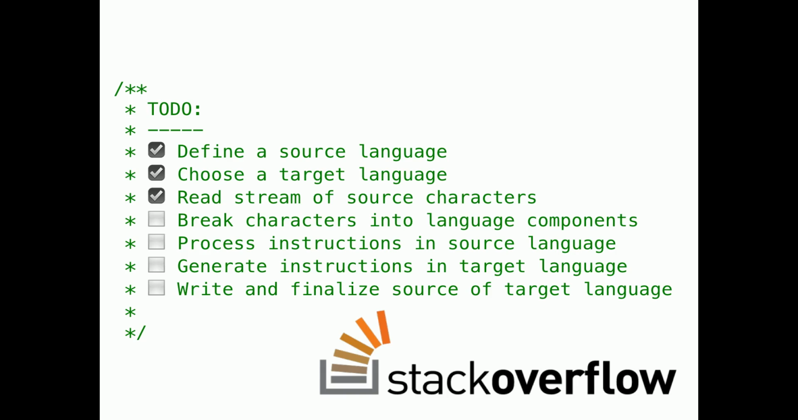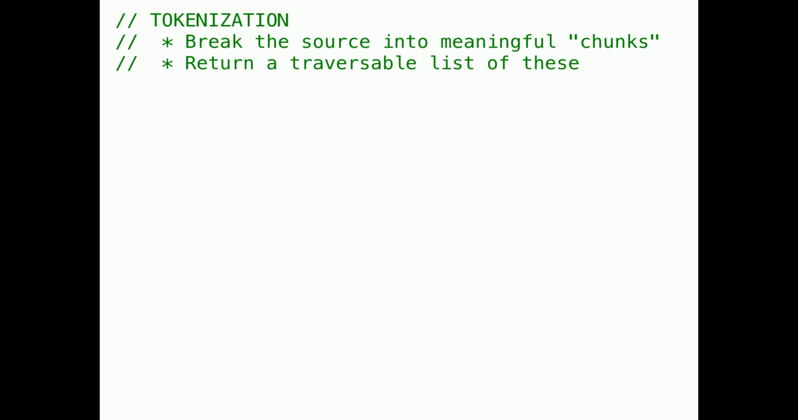So now we get into the meat of the actual compilation process, and the first step here is to break those characters into the components of our source language. So we don't want to be operating throughout the whole process at the level of individual characters. That process has a fancy name. It's called tokenization. But again, it's really a simple concept. It's just this idea that we want to break the source code into meaningful chunks, which we'll call tokens, and then we just want to return a traversable list of these tokens.